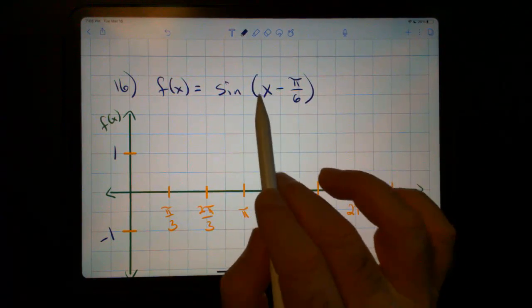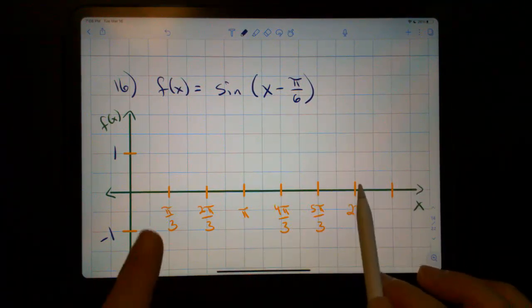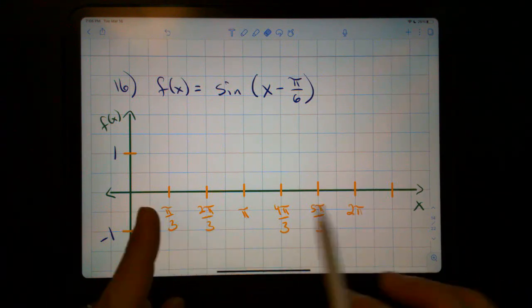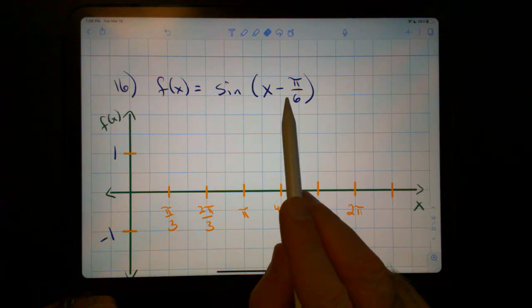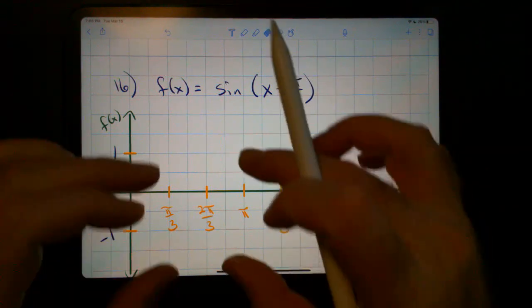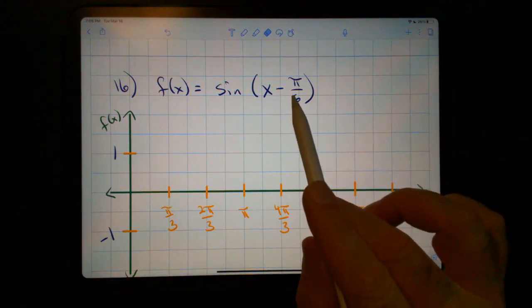And our period is 2 pi over b. Since our b is 1, our period is going to be 2 pi. I showed it this way as opposed to the other ways I've done before because we're going to have a phase shift. This is going to shift the entire graph to the right, pi over 6 units.